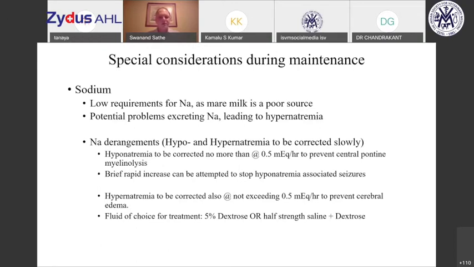Similarly, with hypernatremia, you can have cerebral edema if you correct this hypernatremia at more than 0.5 milliequivalent per hour. And the fluid of choice for treatment of hypernatremia is 5% dextrose or half-strength saline with half-strength dextrose. Okay.